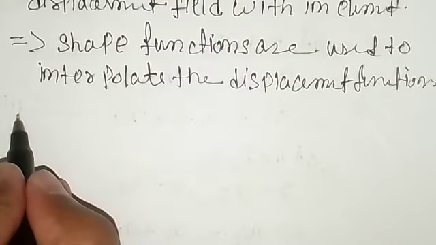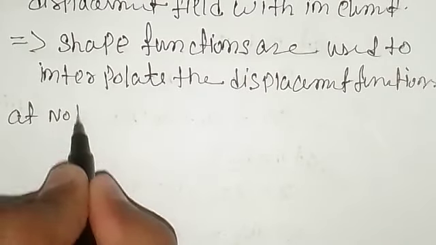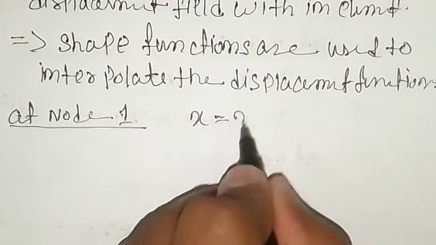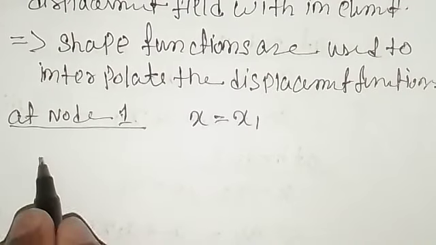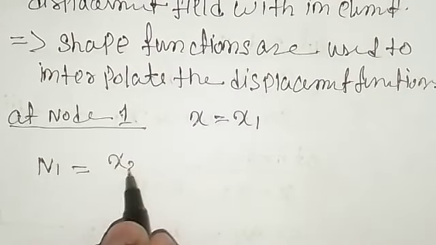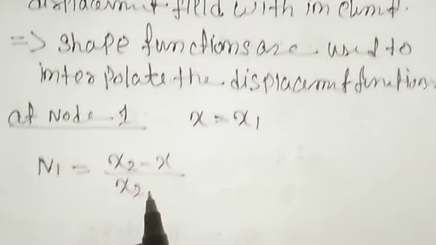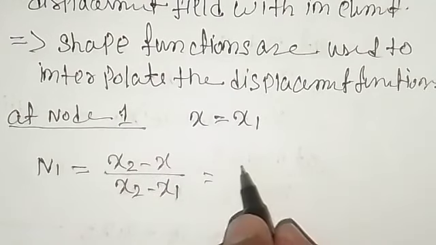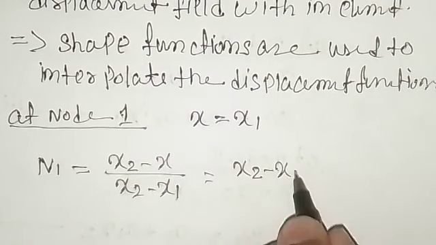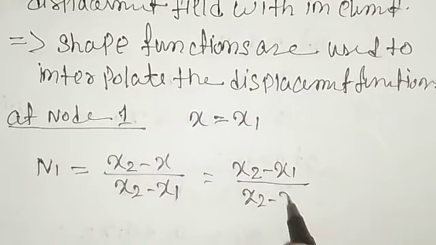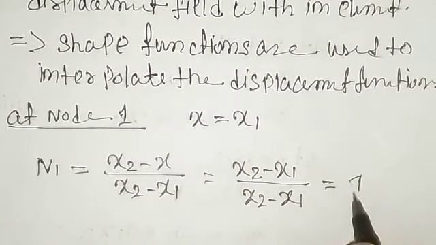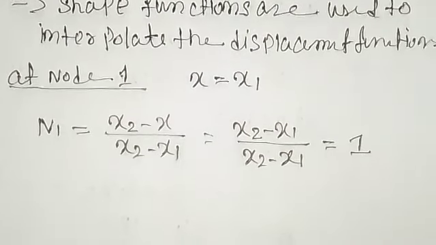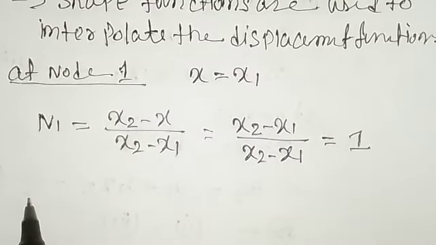So let's take node 1. At node 1, what is the position? x is equal to x1. Now shape function at node 1, n1 is equal to (x2 minus x) by (x2 minus x1). When you substitute x is equal to x1, it becomes (x2 minus x1) by (x2 minus x1). These two cancel, it becomes 1. Means at node 1, the value of the shape function is 1.